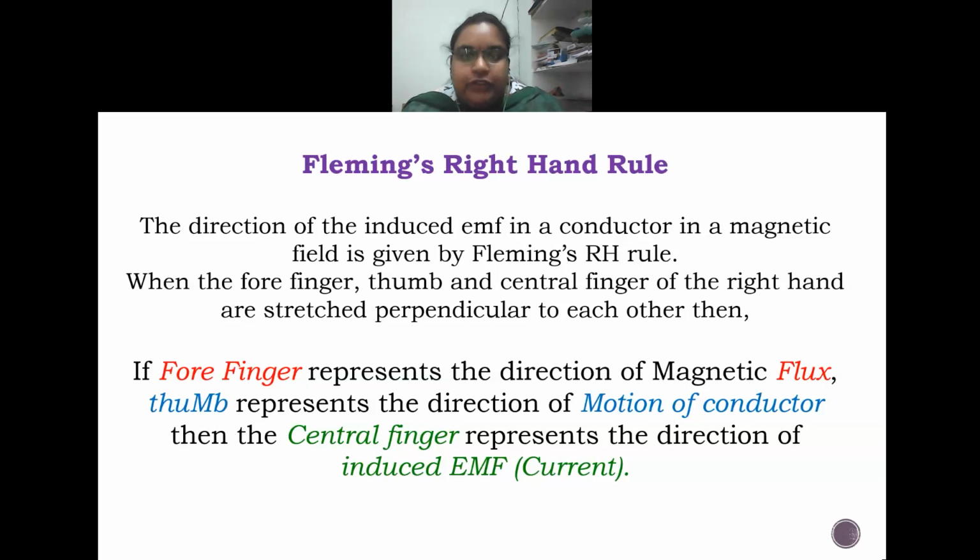The direction of the induced EMF in a conductor in a magnetic field is given by Fleming's right hand rule. When the forefinger, thumb, and the central finger of the right hand are stretched perpendicular to each other, then if the forefinger represents the direction of the magnetic flux, thumb represents the direction of the motion of the conductor, and the central finger represents the direction of the induced EMF.